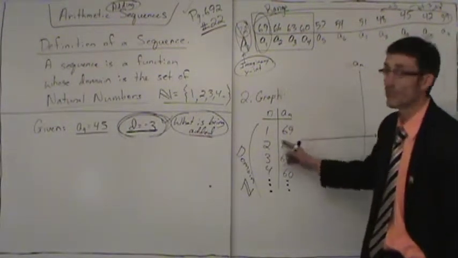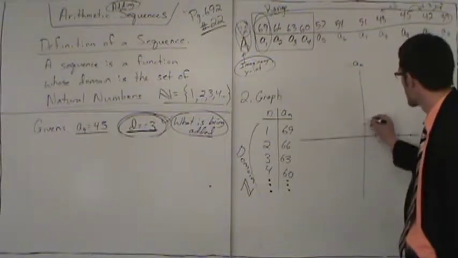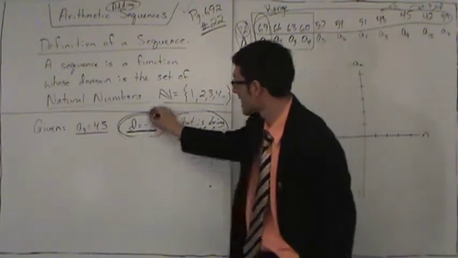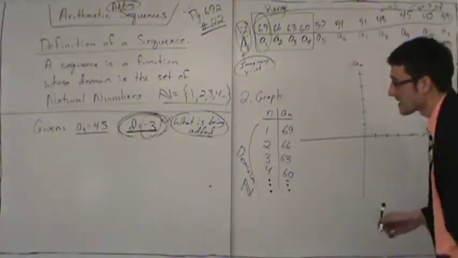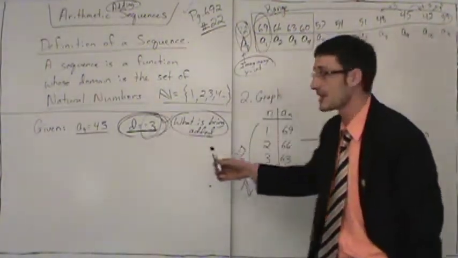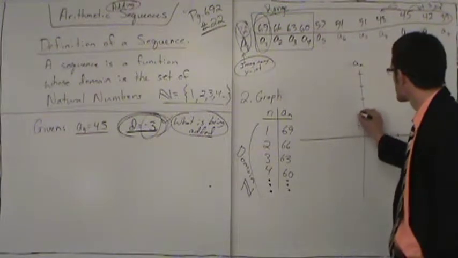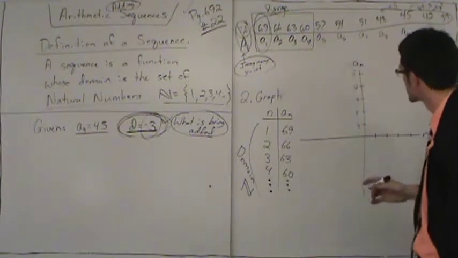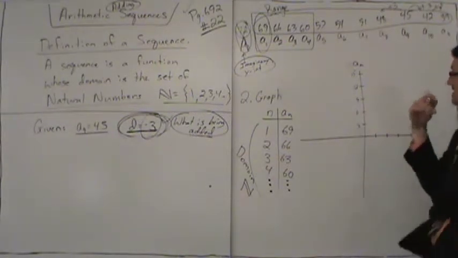I told you to make your vertical axis, or a sub n-axis, in the same units as the common difference, or the absolute value of the common difference. In this case, we have a common difference of negative 3, so we're going to make our units 3, 6, 9. Don't write this, I'm going to ask you to erase it. 3, 6, 9, 12, 15. We immediately see a problem.